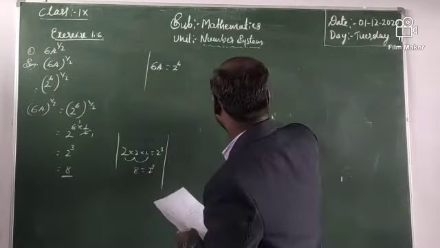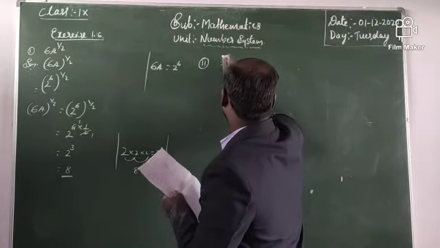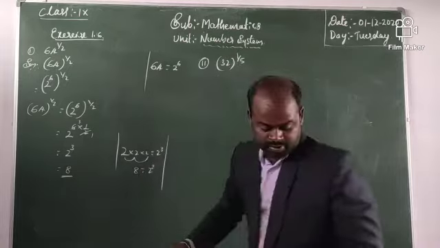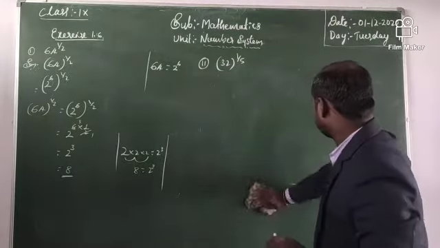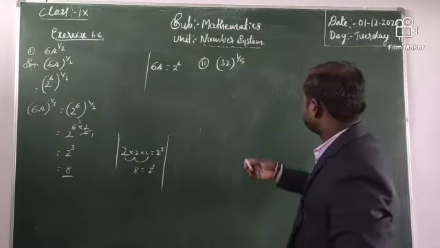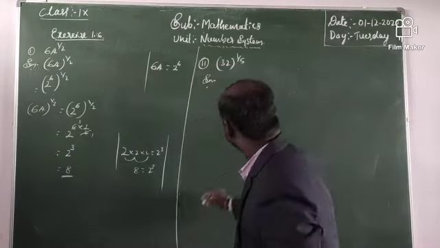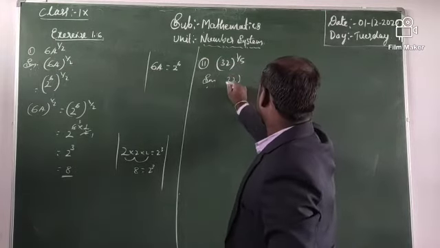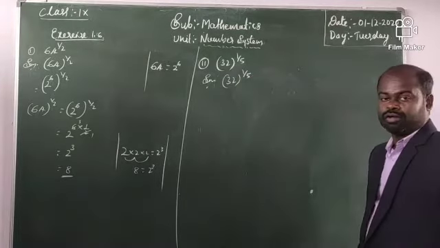Problem with this, the second one: 32 to the power of 1 by 5. Dear students, these are very easy and very interesting problems. See it. Solution: 32 whole power of 1 by 5.